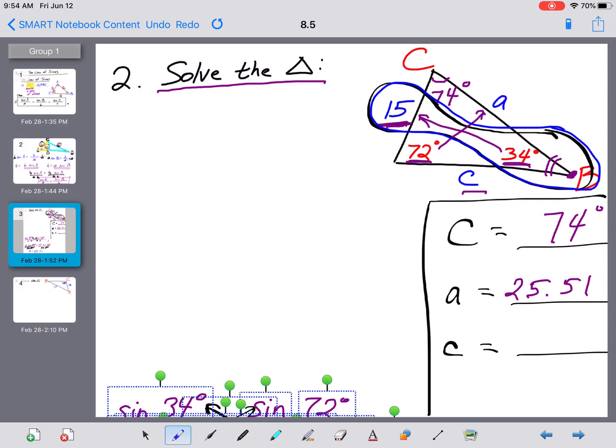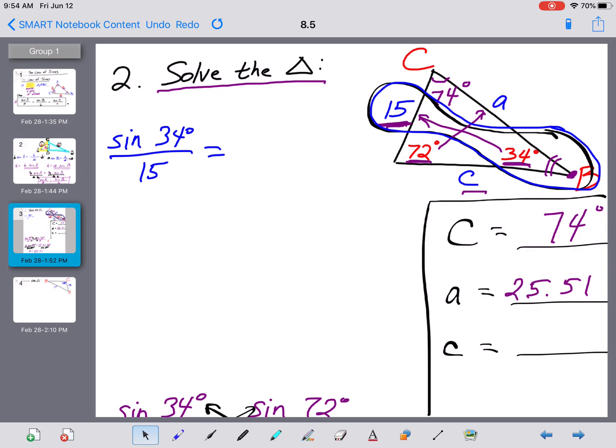The same angle here where you know the measure of the angle and the length of the opposite side. So I'm still going to begin this proportion with sine of 34 degrees over 15. But now, instead of focusing on angle A, now we're going to focus on angle C. So angle C is 74 degrees. So this is going to be the sine of 74 degrees all over little c, which is across from it. So this should look familiar.